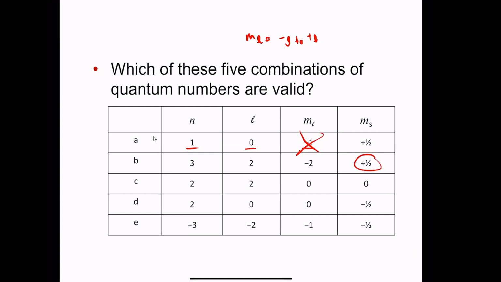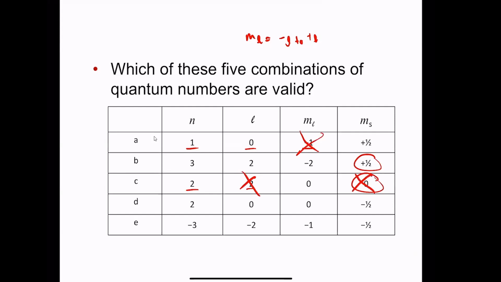Perfect. If n is equal to 1, can L be 2? No, because it's n minus 1, right? And then again, M sub S cannot be 0.